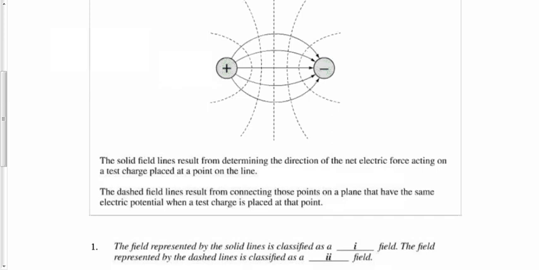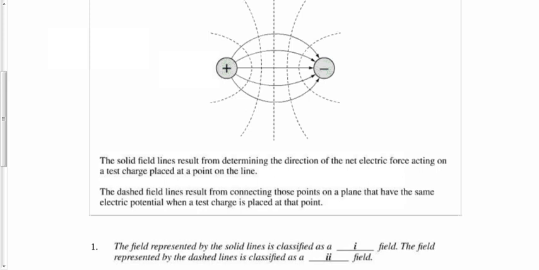So solid field lines result from determining the direction of the net electric force acting on a test charge placed at a point on the line. In other words, they're electric field lines, right? Now, what about these dashed lines? They result from connecting those points on a plane that have the same electric potential when a test charge is placed at that point. We've never really talked about that.